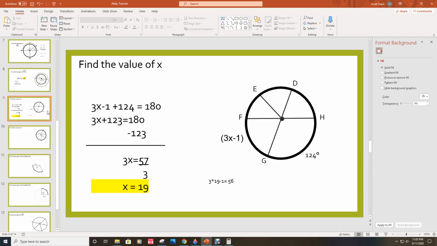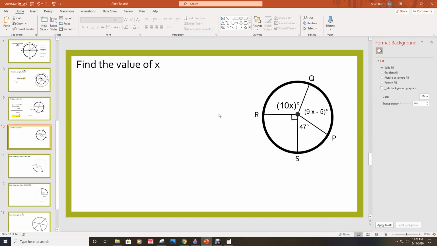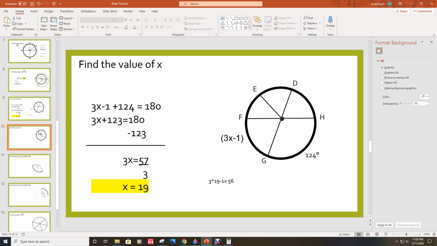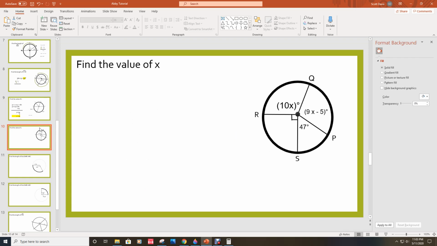So there's that one. This one, you're going to be doing almost the exact same thing. I think you can try this one on your own. Okay? I know it looks a little bit crazier because it has more numbers in it than this one. But you're going to follow the same steps, Addie. Okay? So you need to look and see what you already have in your circle.